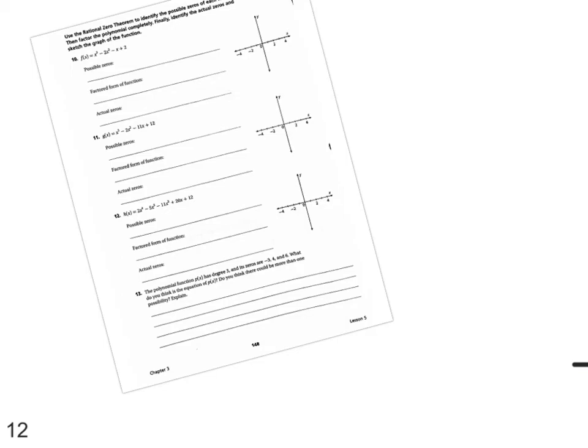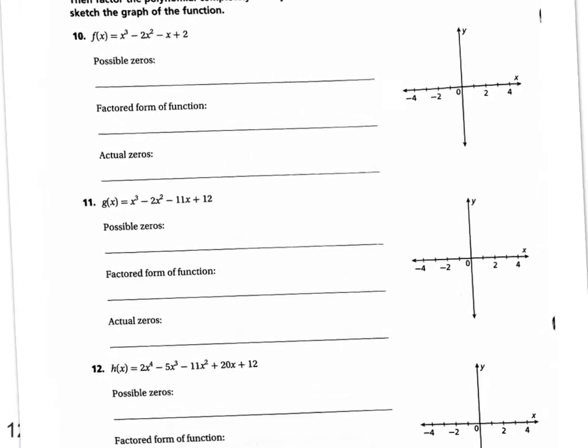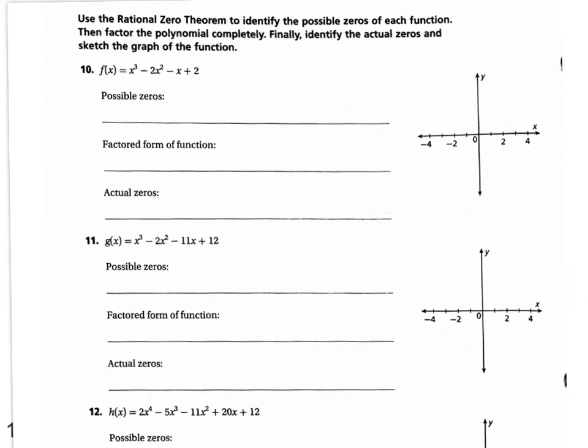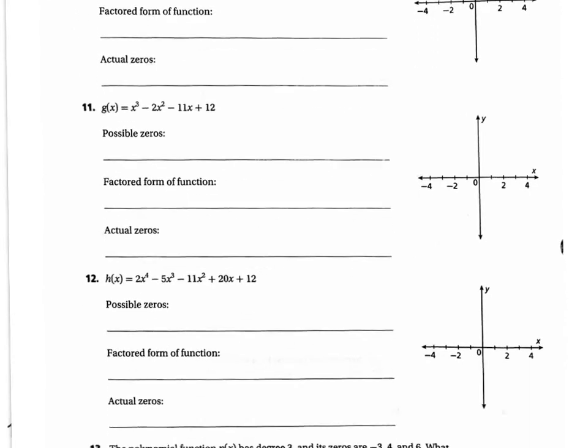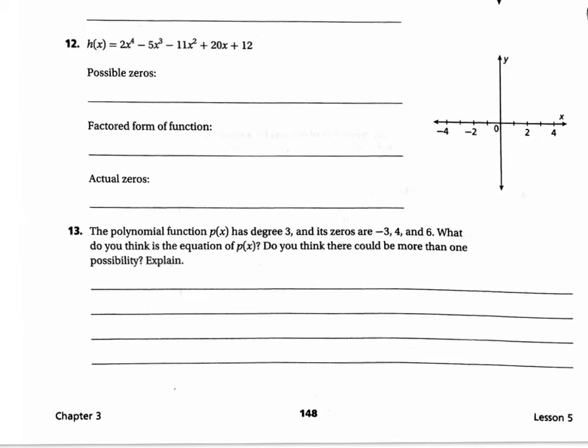Okay guys, so Tuesday's homework was this page 148, and it's really 4 questions. The only difficult one's probably number 12, and since that's the most difficult one, let's actually try it right here together. Number 12. The first thing to do is to identify your constant, which is 12, and your leading coefficient, which is 2. Find the factors of the constant and find the factors of the leading coefficient.